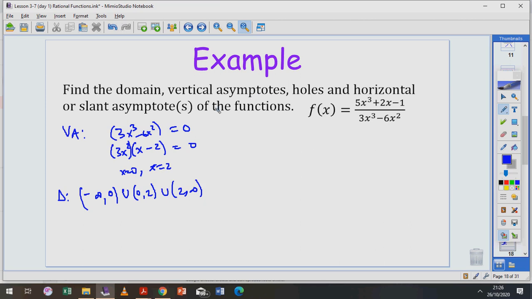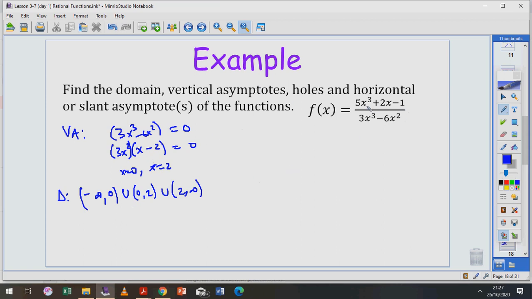Since that's the domain, holes, do I have any holes? Since this wasn't factorable, I didn't cancel out any common factors. Before I go there, just give me a second. Yeah, I'm right. Since I didn't cancel out any common factors, I don't have any holes. I only have vertical asymptotes.